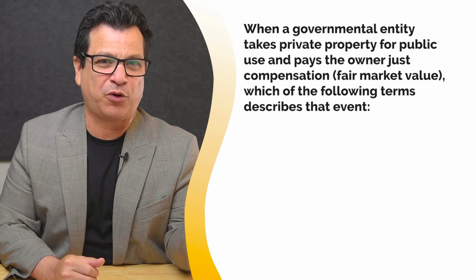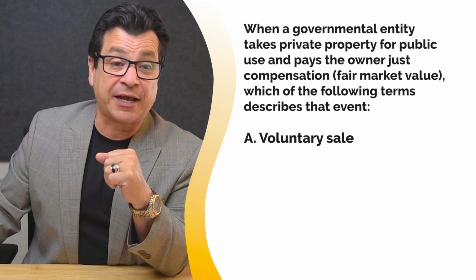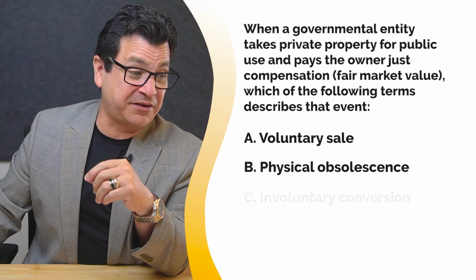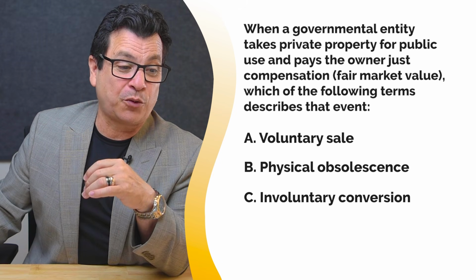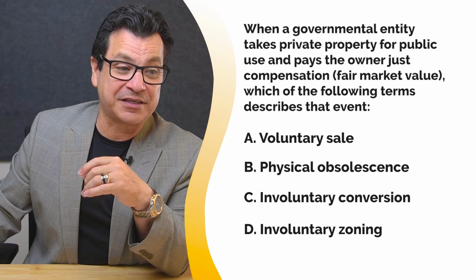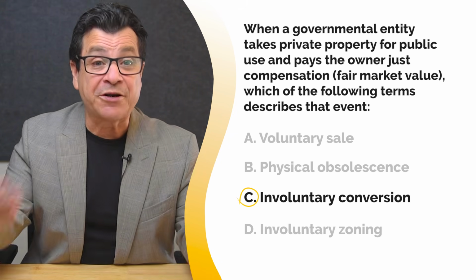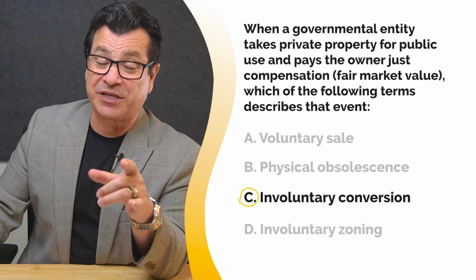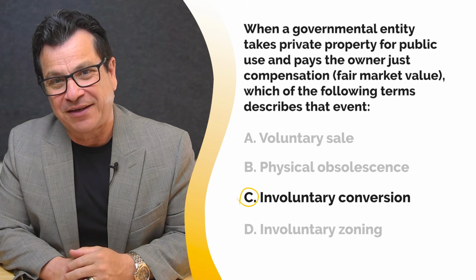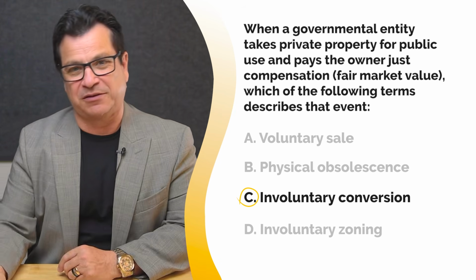So this is a great simple question that you're definitely going to see on your exam. Is it called a voluntary sale? Is it called physical obsolescence? Involuntary conversion? Or is it involuntary zoning? Now the answer to this is C, involuntary conversion, better known as what? I bet you know this, better known as eminent domain. Remember that? Eminent domain. Taking private property for public use.